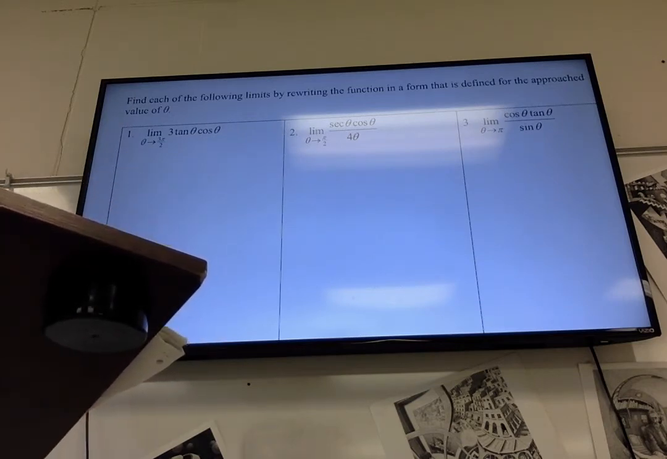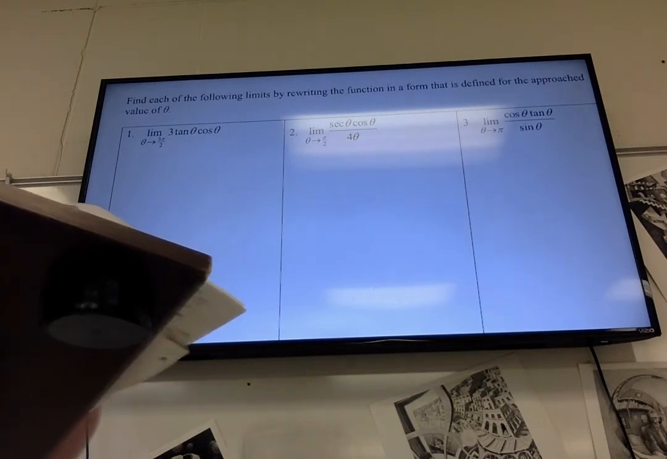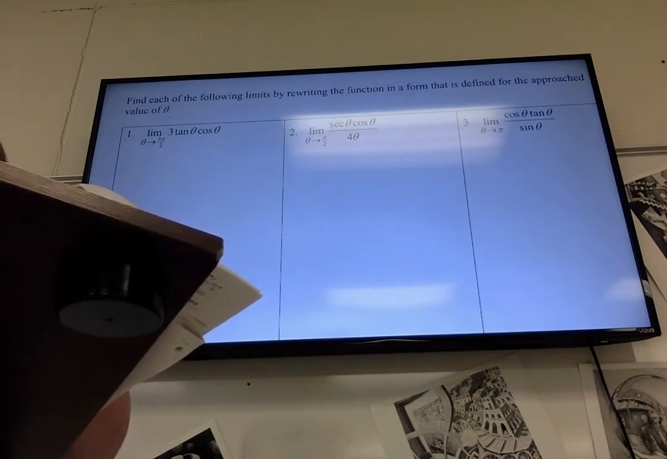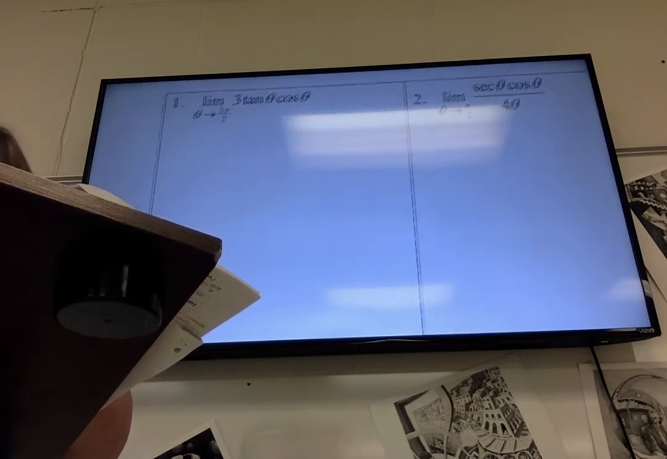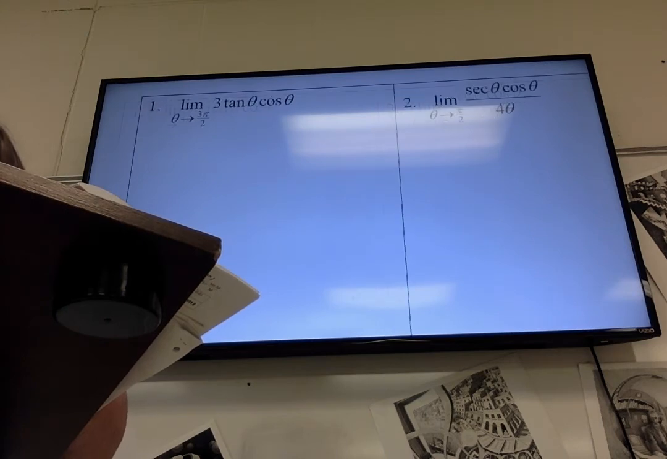Okay, so we're going to do the same thing on these. We have the limit as theta approaches 3 pi over 2 of 3 tangent theta cosine of theta. So we just plug it in like we see it. I bet it equals 0. So 3 times the tangent of 3 pi over 2, and then times the cosine of 3 pi over 2.